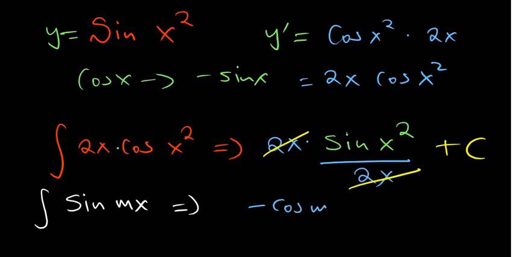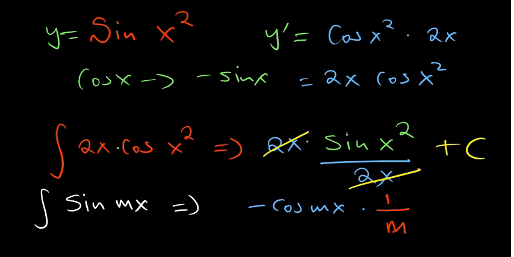So we're going to have a negative cosine. mx is going to be maintained. And then we are going to divide by what? We're going to divide by the derivative of what is in brackets. So it's more like 1 over the derivative of what is in brackets, which is just m in this case if you've got mx there.